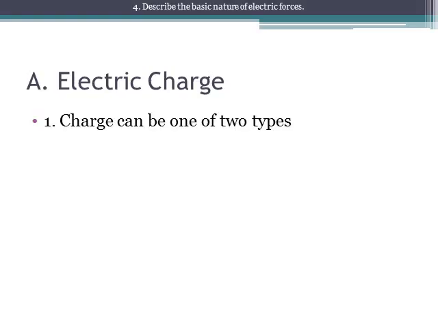So, electric charge. Charge can be one of two types. We call these two types positive and negative. Now, one thing to note here is there's really no reason that we had to call them positive and negative. In fact, this comes from a guy you may have heard of by the name of Benjamin Franklin. He's the first one to coin these terms.